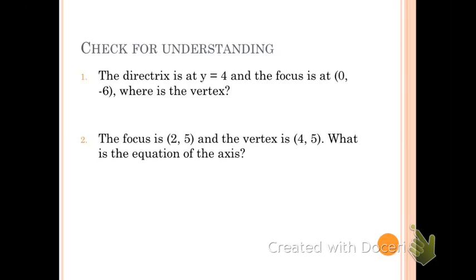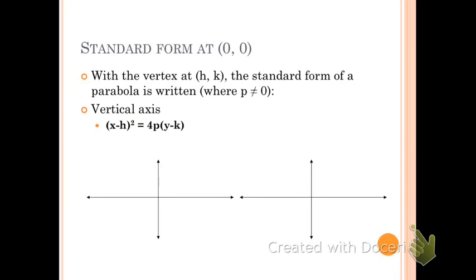So try these two questions. If the directrix is at y equals 4, and the focus is at (0, -6), where is the vertex? If the focus is (2, 5), and the vertex is (4, 5), what is the equation of the axis? So the axis is a line. Pause, think about those questions, enter.